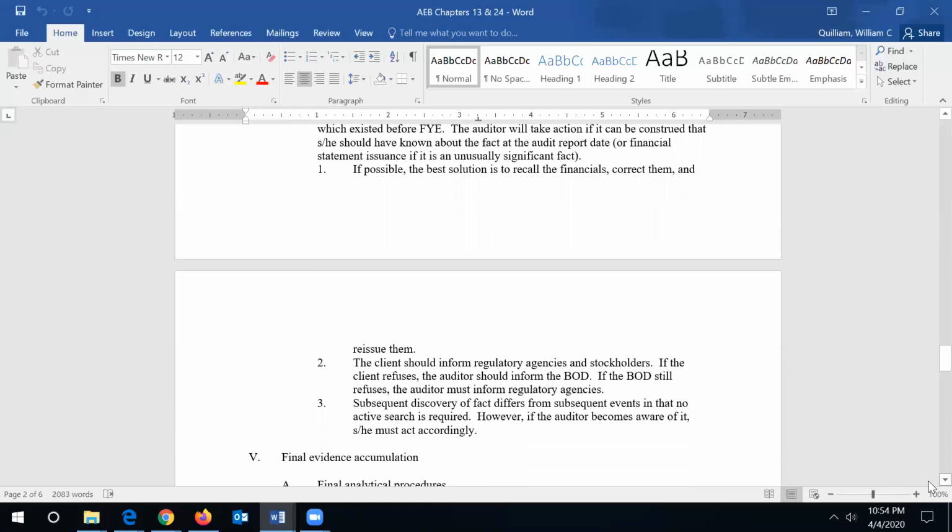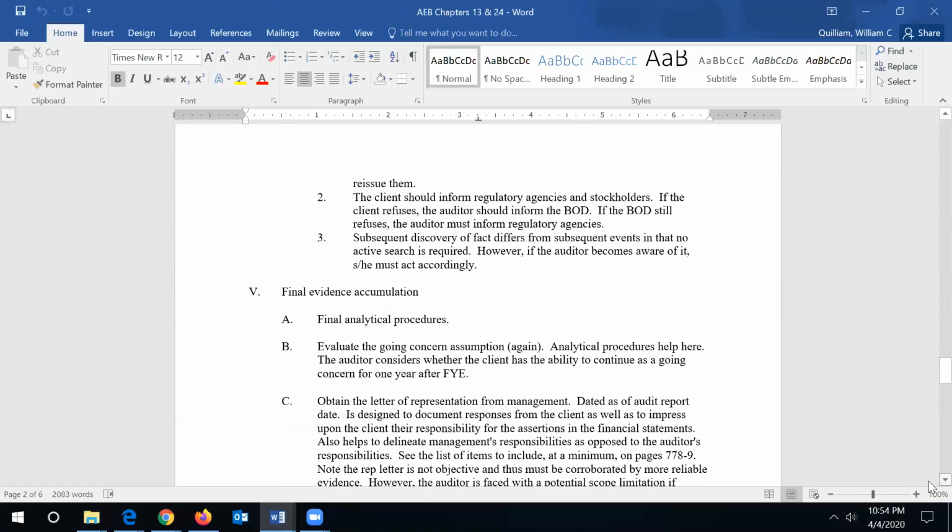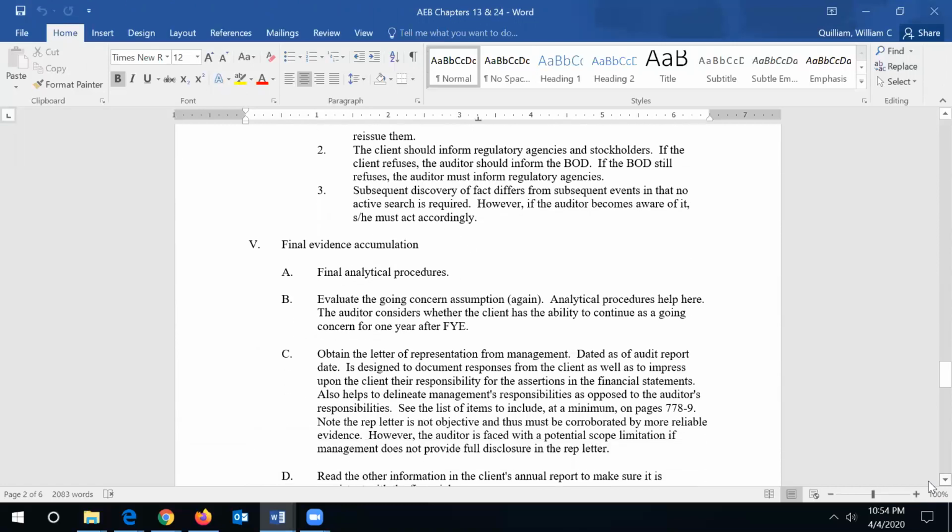So if possible, the best solution is to recall the financials, correct them, and reissue them. That's happened in every case of fraud unless the client went under. They had to clean up their financial statements and get another audit. Well, number two, the client should inform regulatory agencies and stockholders. But if the client refuses, the auditor should inform the board of directors. And if the board of directors still refuses, the auditor must inform regulatory agencies like the SEC. It's one of the few cases in auditing where we can be a whistleblower.